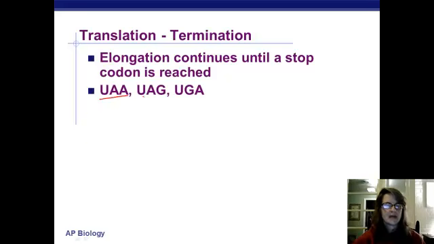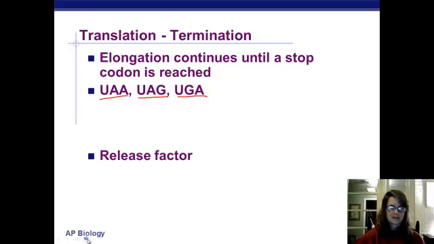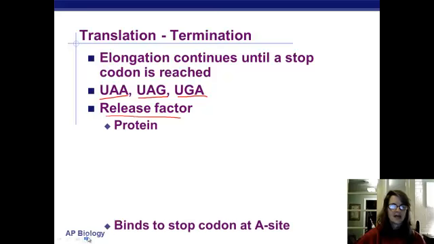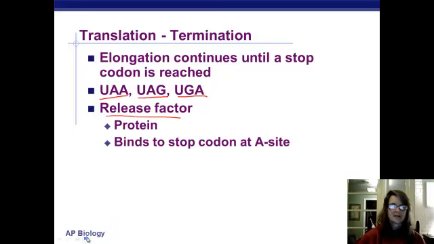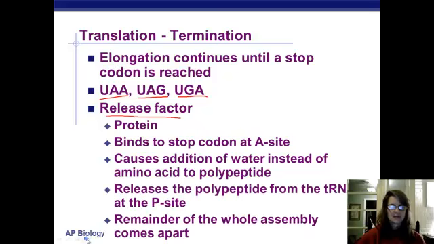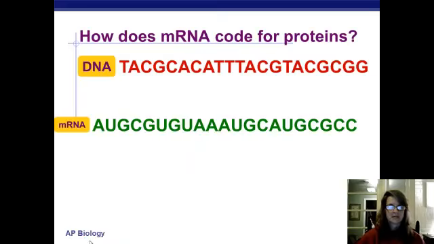Stop codons: UAA, UAG, UGA. Hopefully no one would expect you to memorize those. At that point, if we reach one of those, a release factor, a protein, would bind to one of those and cause the binding activity to stop. We're going to release the polypeptide, and basically the whole assembly is just going to fall apart at that point.